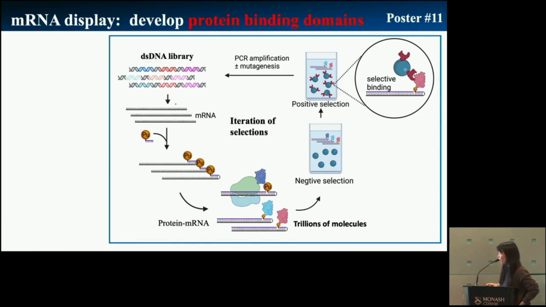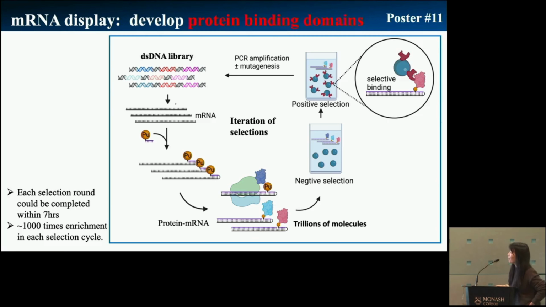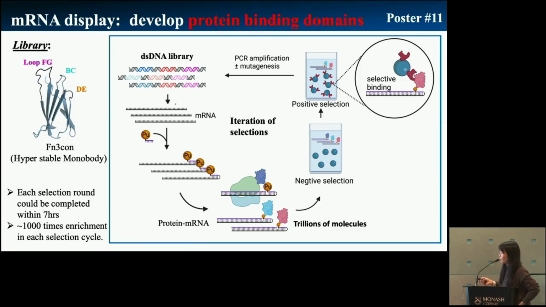From 2020, we started to set up the mRNA display and optimize the platform, and we successfully finished each round of selection within 7 hours. We tested the enrichment factor, which is around 1,000 times. For each target, we normally do 4 to 6 rounds of selection. And the first library we built is FN3-CON.